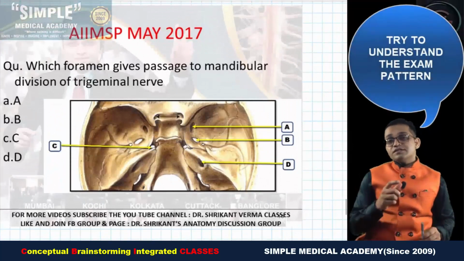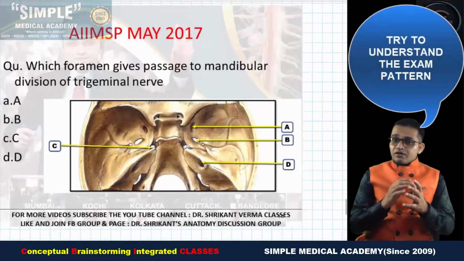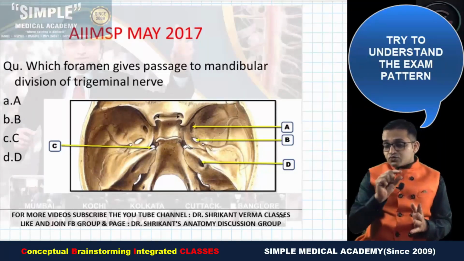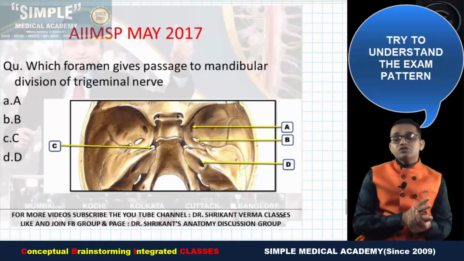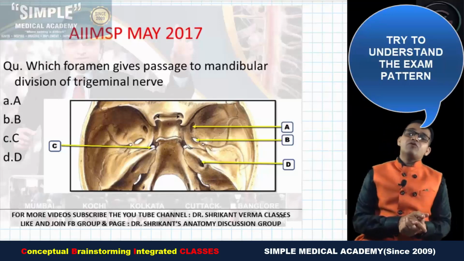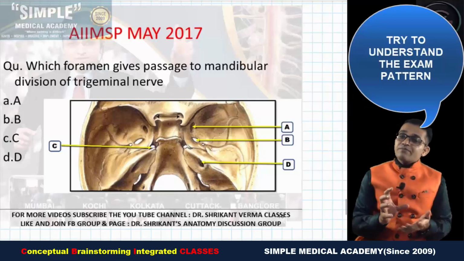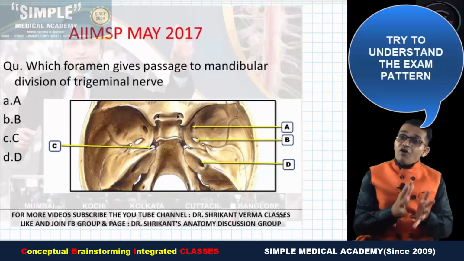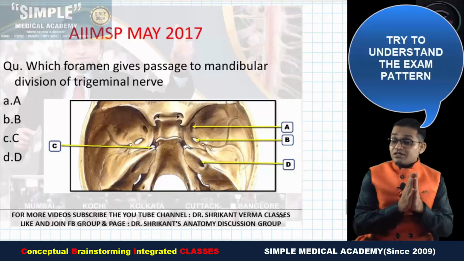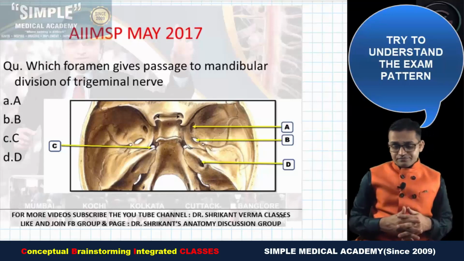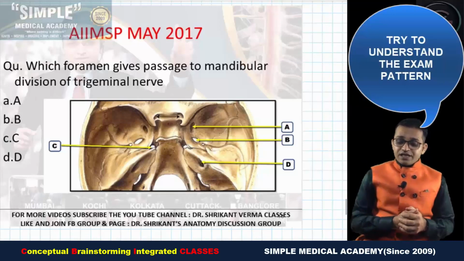Now can you solve this image based question? Yes. Now see the pattern. In first year MBBS, the foramen ovale was important. Later linear questions have been asked. Nowadays these linear questions are asked, but in the current situation they are giving the image and again asking about the foramen ovale. Means always they focus on the important structures only, but their way of asking is different. The pattern is not changing. They are asking the same thing in a different way. So can you tell me which foramen gives passage to the mandibular division of the trigeminal nerve?